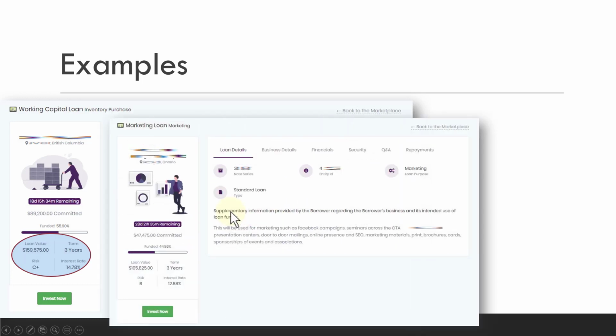Let's look at another one. So this is another one. You can see this is 3 years. They're graded a little better. They're about 13%. And what do these guys want to use it for? These guys want to use it for advertising. They want to promote themselves.